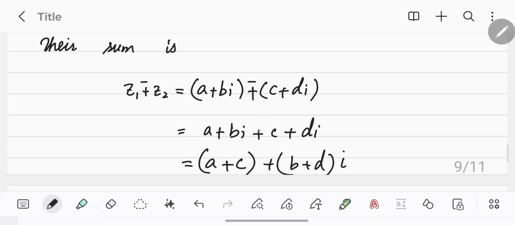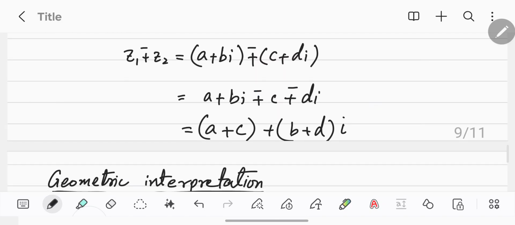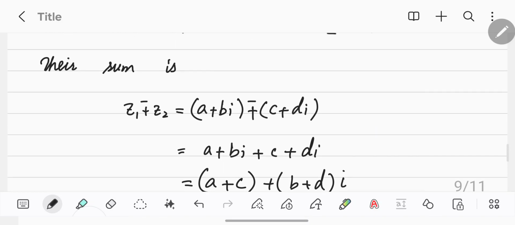So if you have minus here, then you will have minus here, right? So if you have minus here, then this one should be minus and this one should be minus, right? So then you will have a minus c instead of a plus c. Here you should have minus. And similarly, you will have b minus d instead of b plus d. Okay, so this is called the difference of two complex numbers, right?